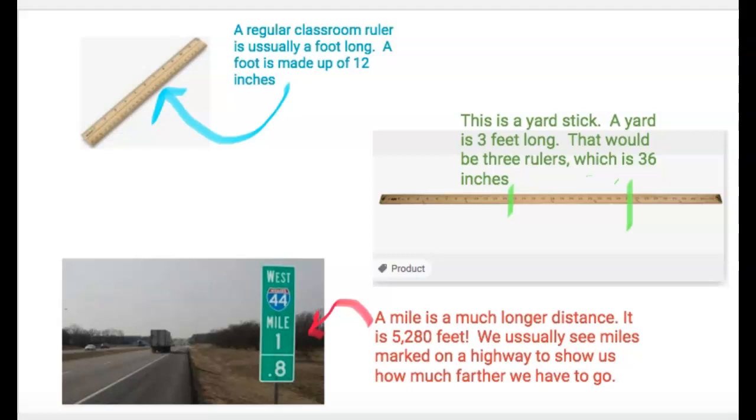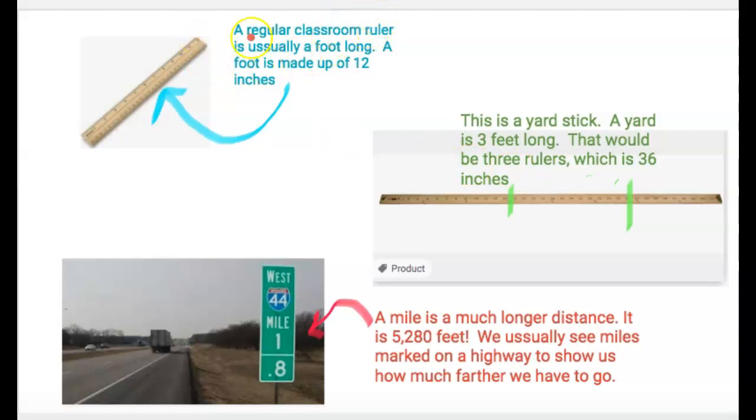Today we're going to be going over what's called customary units of length. And customary, like a custom, is something that you normally do. So customary units of length are the way that we normally measure. So in the United States, we measure with feet, we measure with yards, and we measure with miles. So those are some of the units of length that we use. And they're different sizes, obviously.